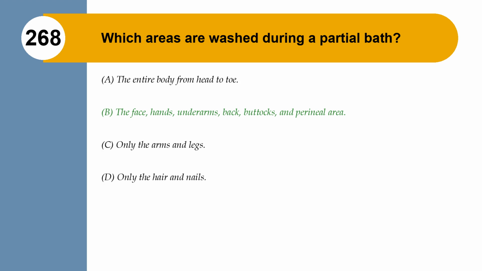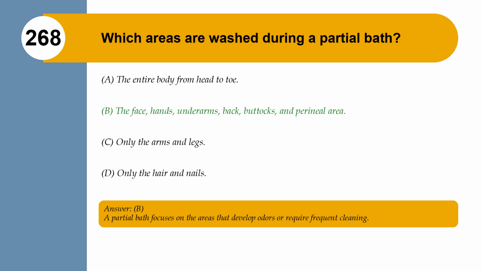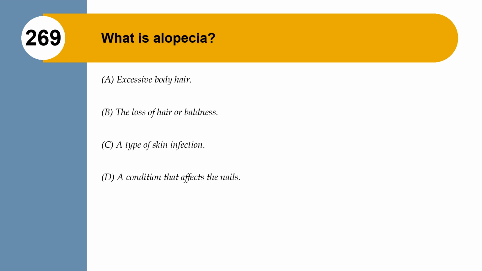The correct answer is option B, the face, hands, underarms, back, buttocks, and perineal area. Explanation: a partial bath focuses on the areas that develop odors or require frequent cleaning. Question 269. What is alopecia?